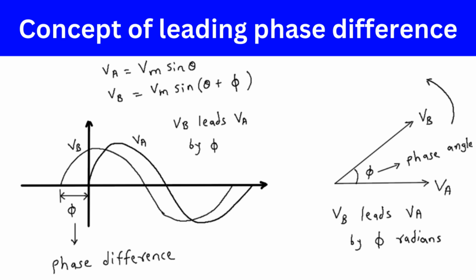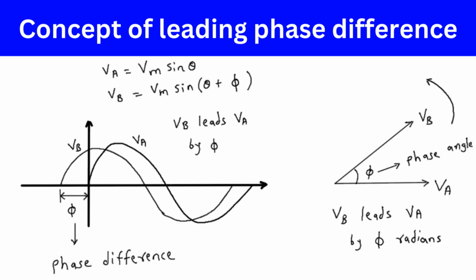A phasor diagram is a graphical representation of the amplitude and phase relationships between two or more sinusoidal signals. In the case of voltage waveforms VA and VB, we can represent their amplitudes and phases using phasors. A phasor is a vector that represents a sinusoidal quantity, where the length of the vector represents the amplitude and the angle of the vector represents the phase.